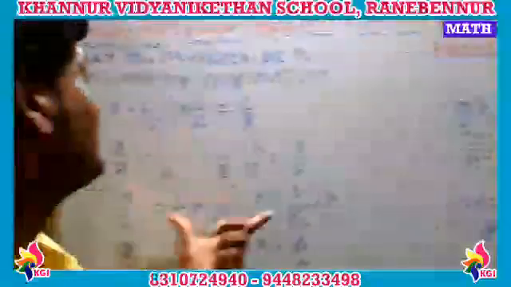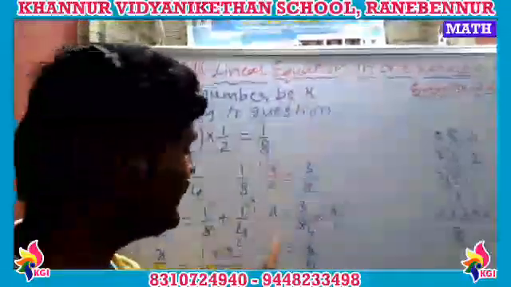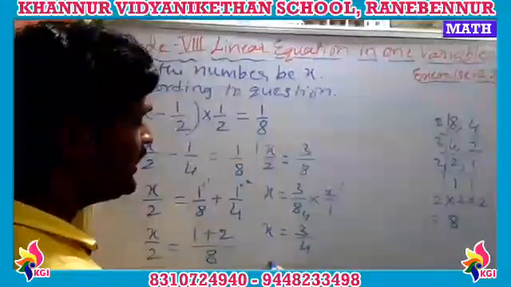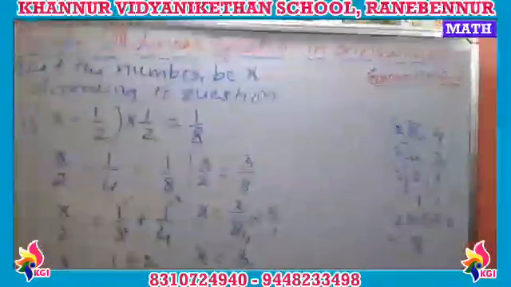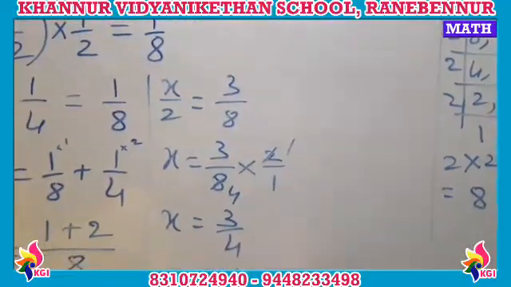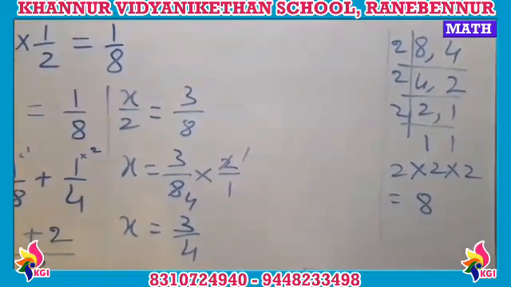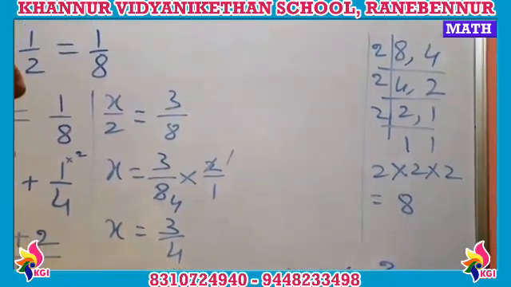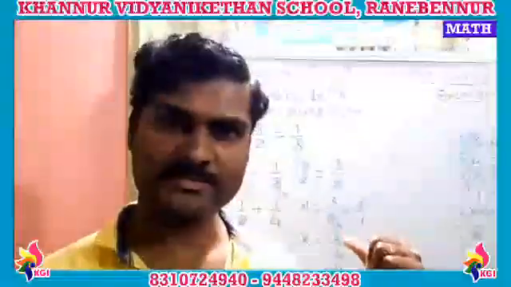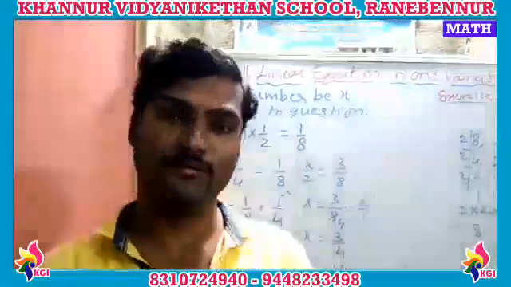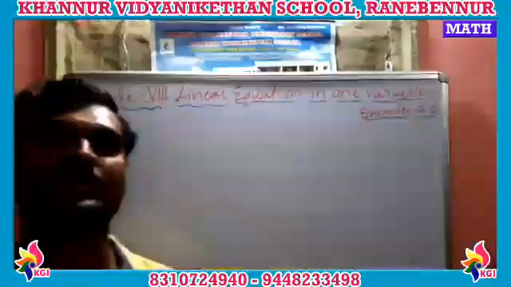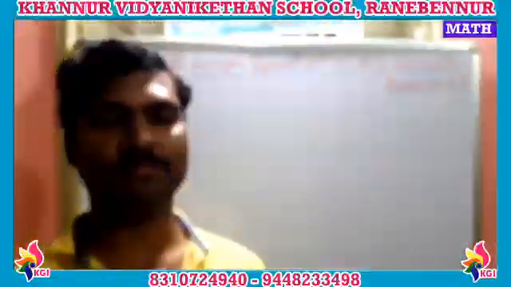So now here what have I got? The x value I got. What is that number? 3 divided by 4. So I can mention at the end, therefore the number is 3 divided by 4. Understood, children? Any doubt in this? No. Why? Because if you understand the question, you can solve it properly. And now we can go for the second question.